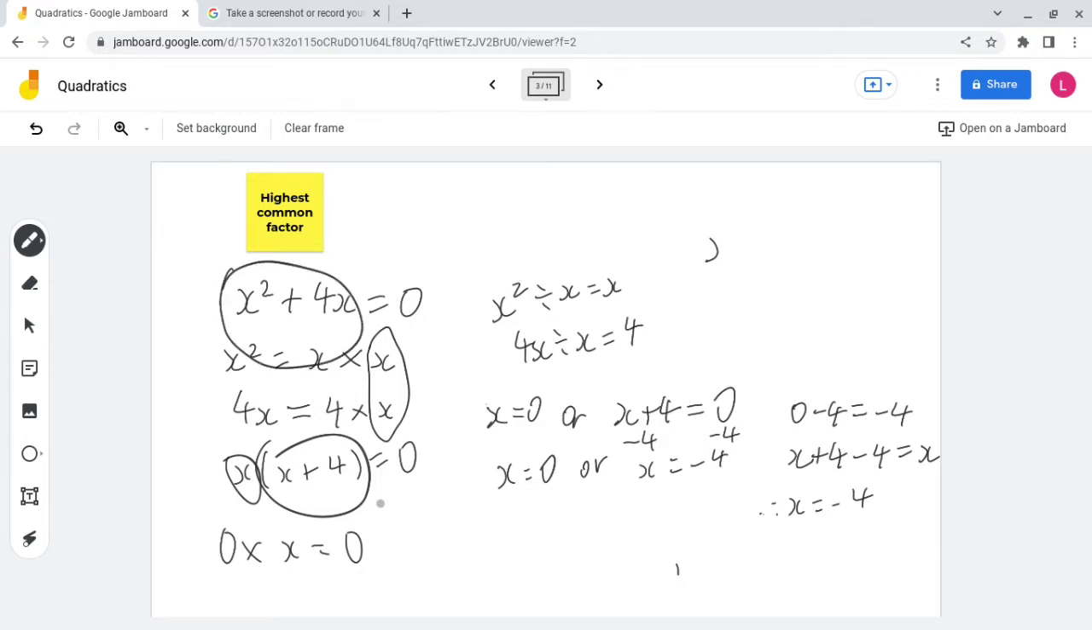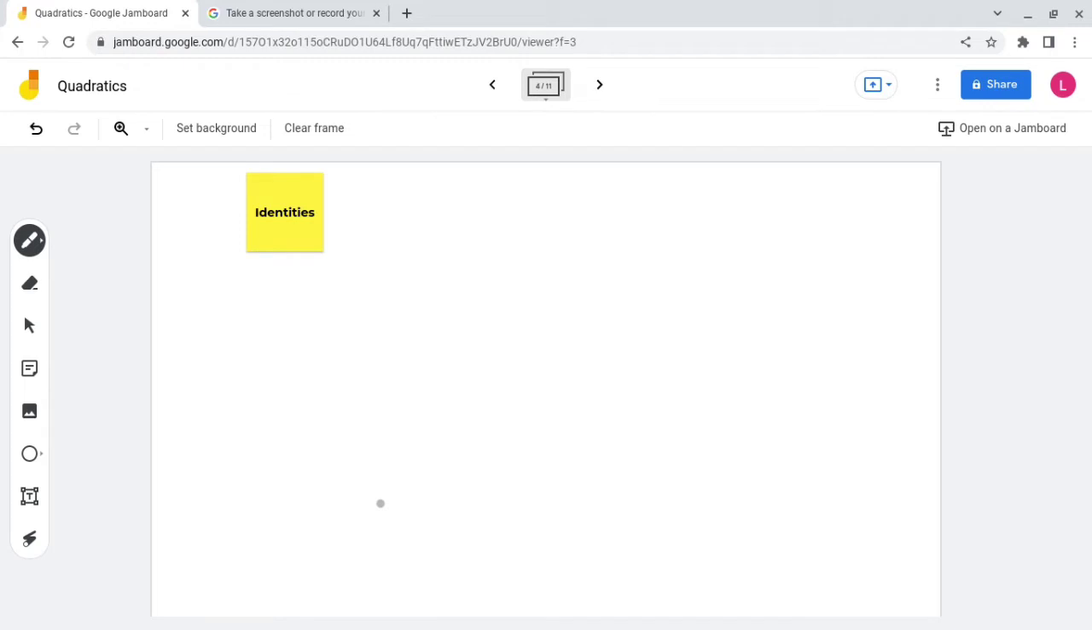Alright, so moving on, we have identities as the second way to solve. So what are identities? Basically, there are some identities that you have learned previously. Let me list down some of them. For example, a squared minus b squared equals a plus b times a minus b, right? So that's the first identity.